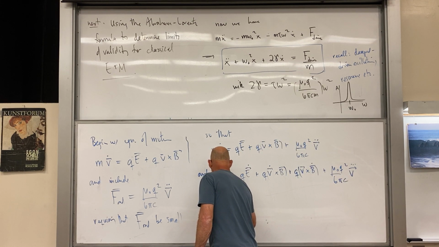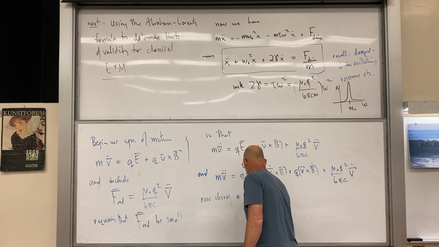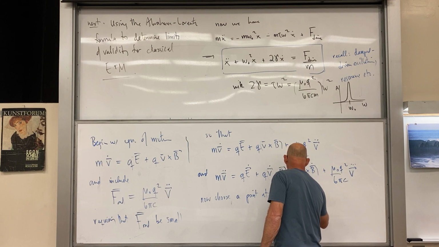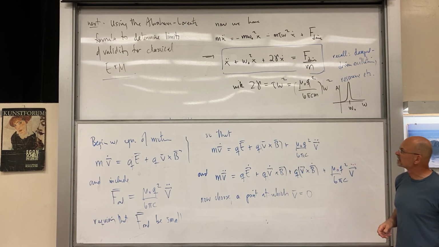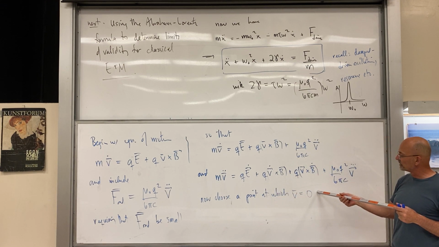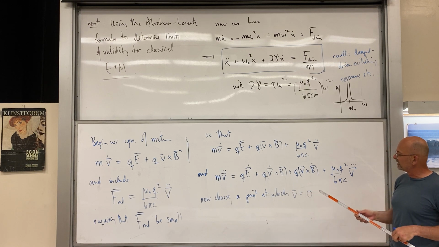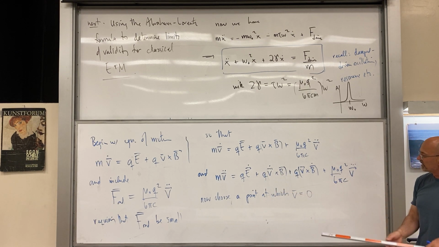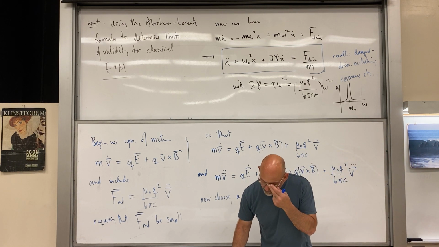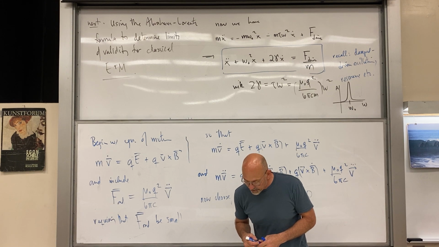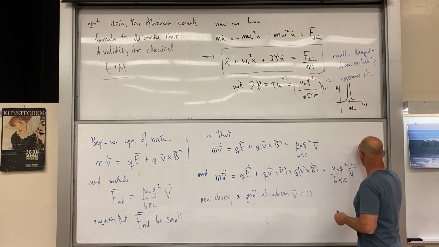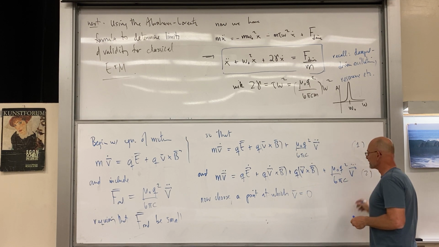So now choose a point at which v equals 0. As long as we're thinking about our oscillating systems, no problem at all, right? Twice per oscillation, it comes to a stop. So we'll take a point at which v is equal to 0 so we can estimate some of these quantities here. I should name these equations here because I'm going to make use of both of them a couple times.